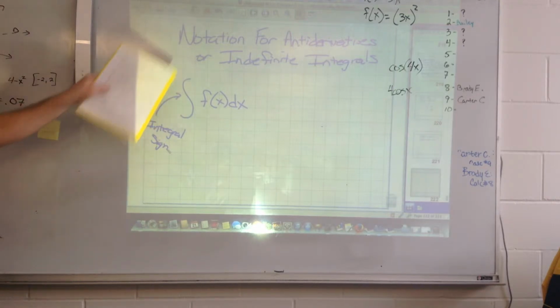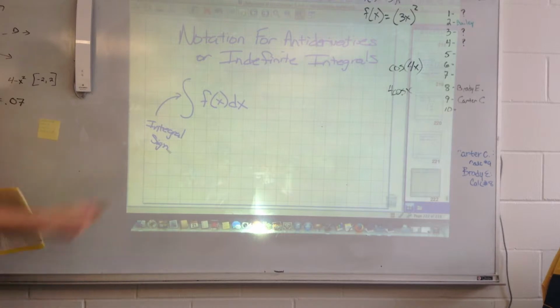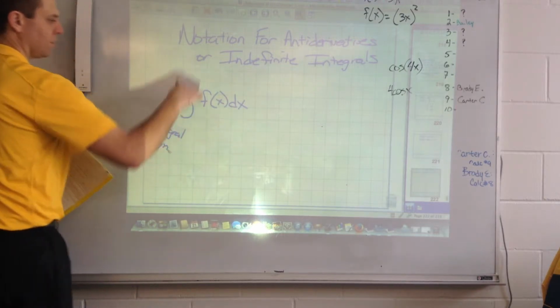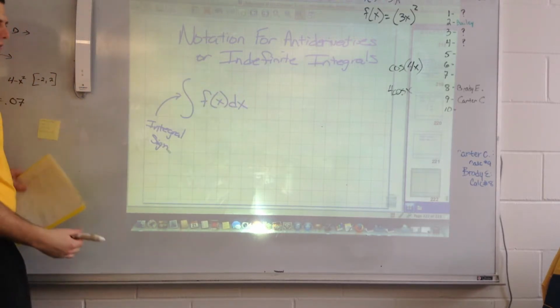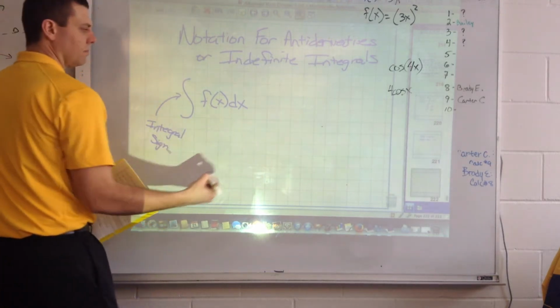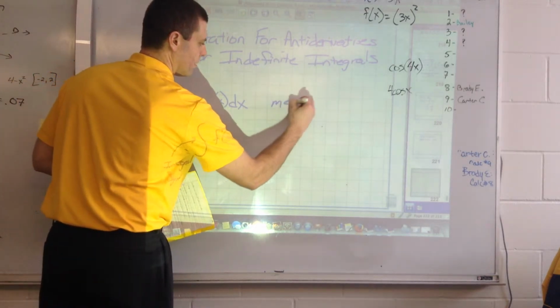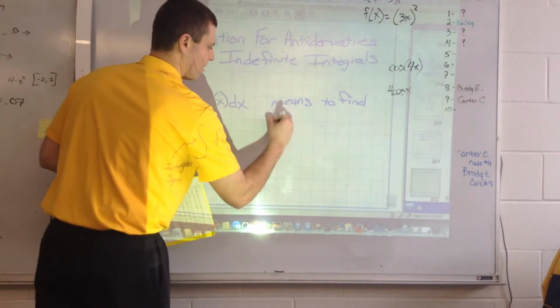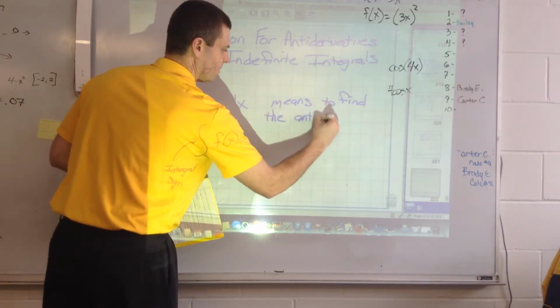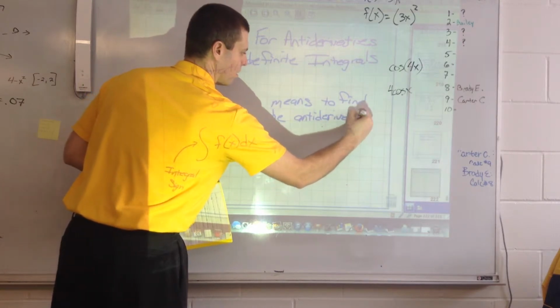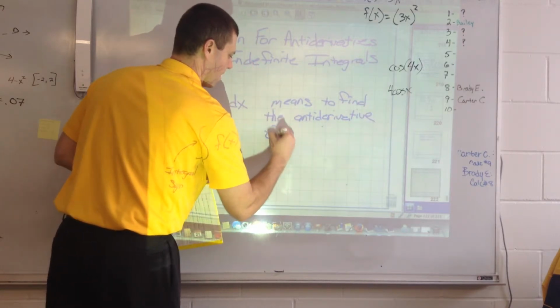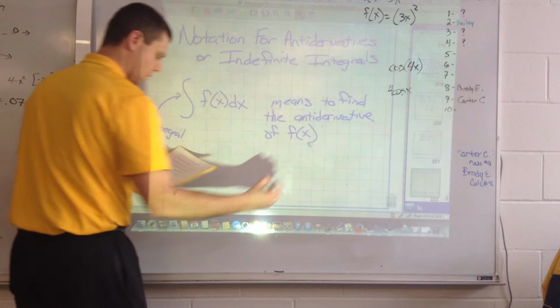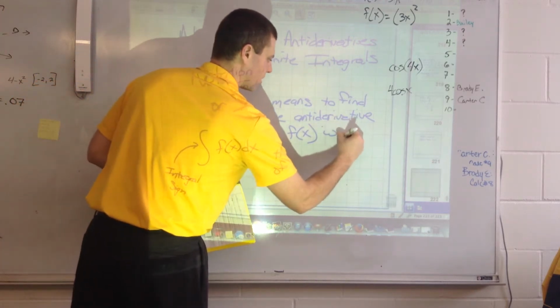So this is called the integral sign, and if you see this, the integral of f of x dx, it basically means to find the antiderivative of f of x with respect to x.